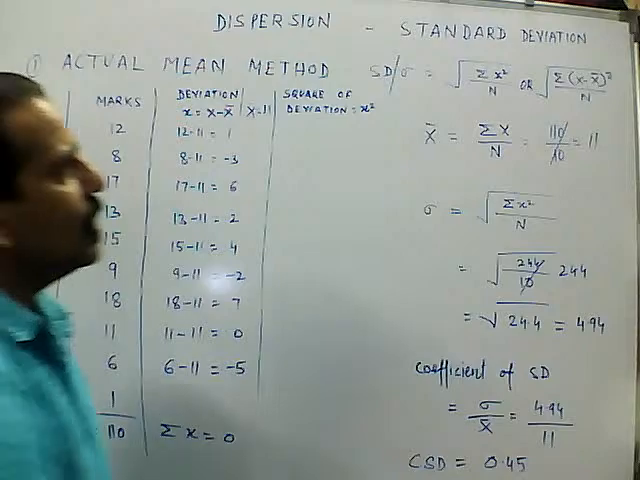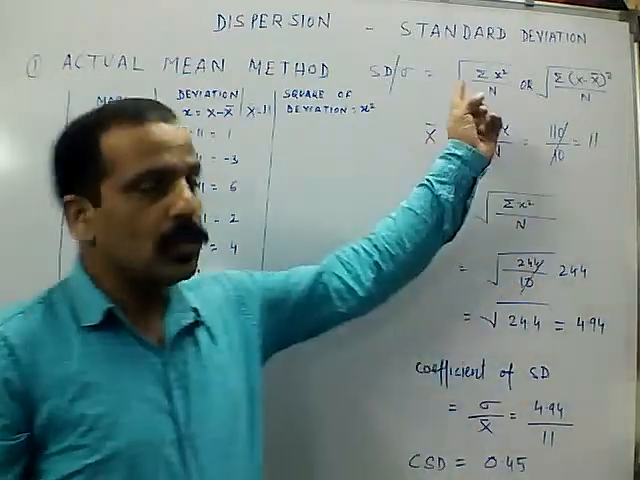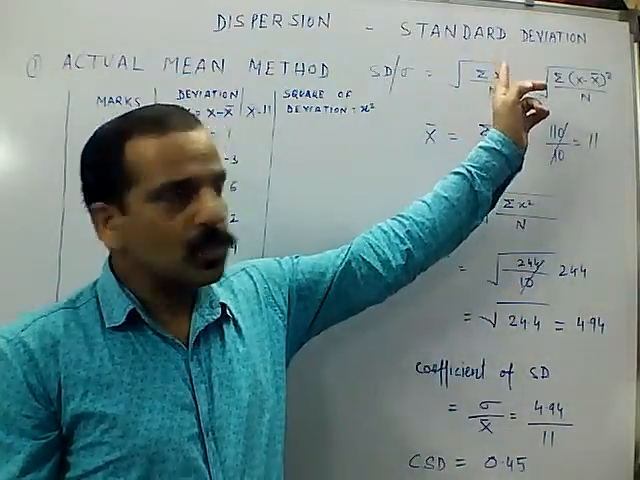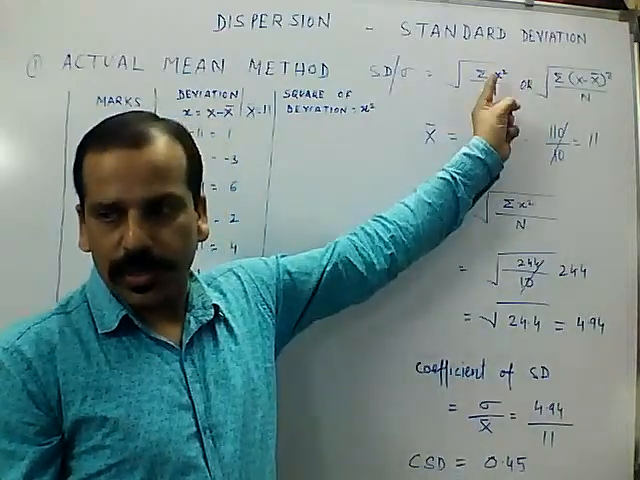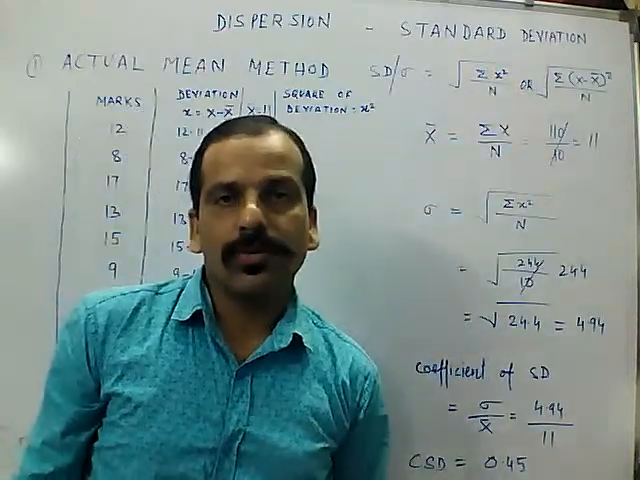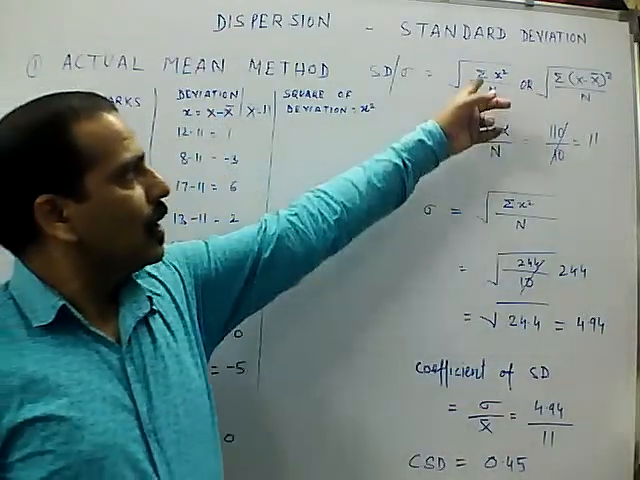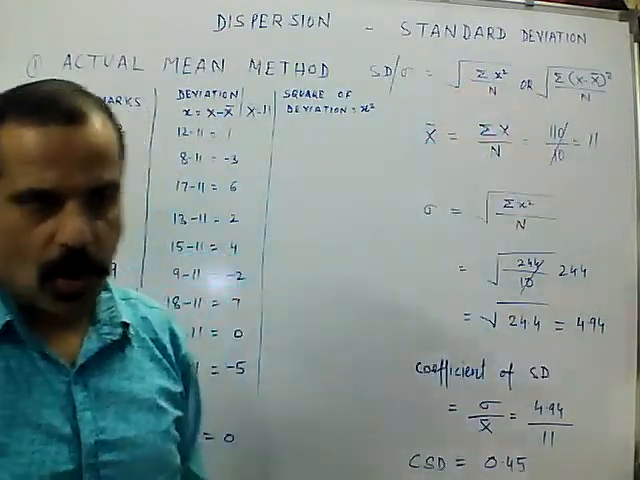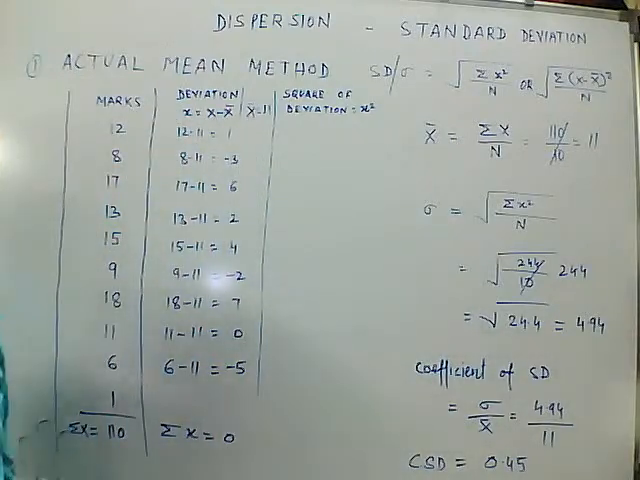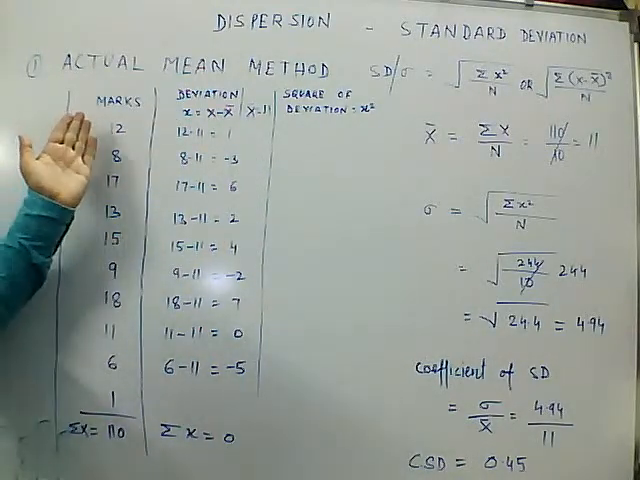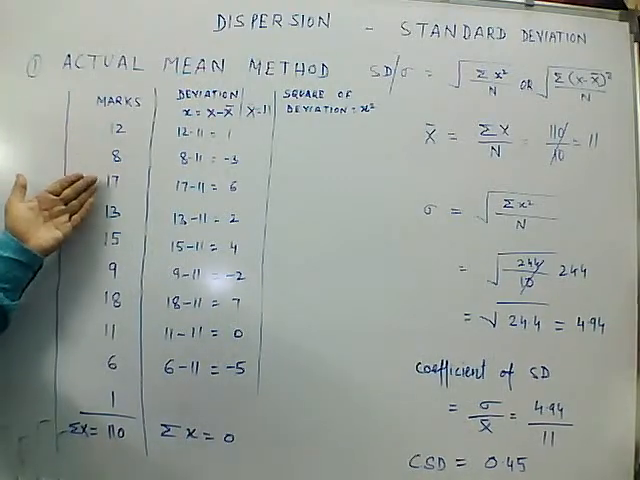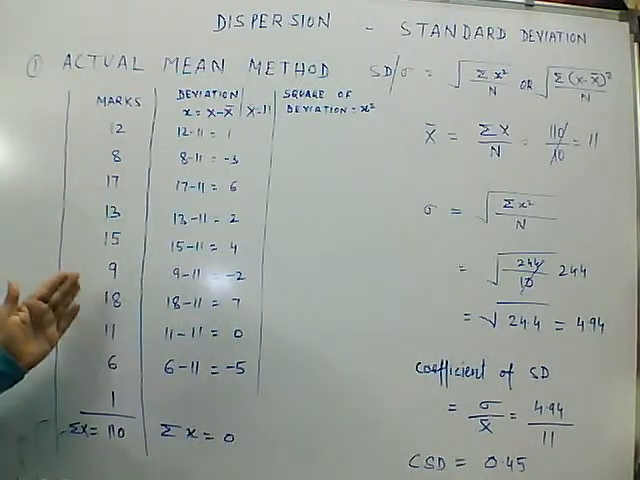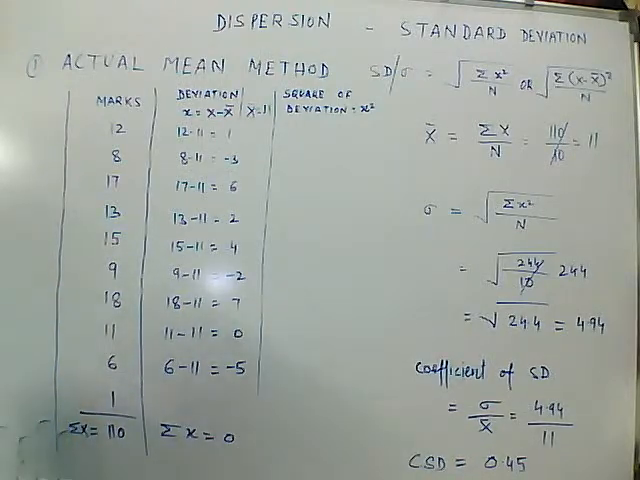Are you getting? So formula is under root summation of x square, square of the deviation. This you can also call square of the deviation, divided by number of observations. So in the given question, marks are given: 12, 8, 17, 13, 15, 9, 18, 11, 6 and 1. These are the marks obtained by the students in the given class test. So calculate standard deviation by actual mean method.